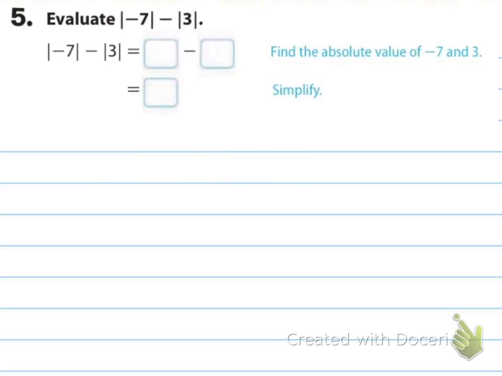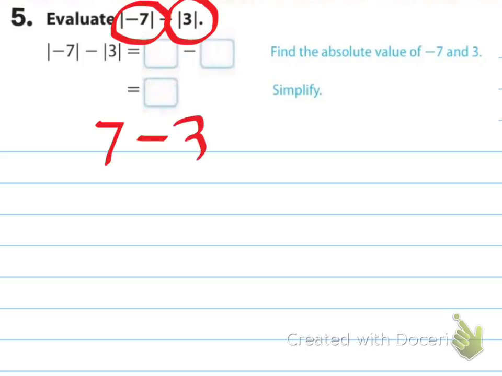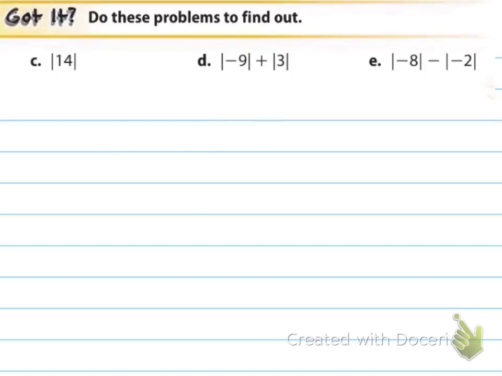Number 5 says the absolute value of negative 7 minus the absolute value of 3. Again, I'm just going to focus in on my absolute values here. The absolute value of negative 7 is positive 7, minus the absolute value of 3, which is 3. And then I'm able to do 7 minus 3 is 4. So you're going to do C, D, and E on your own. Again, for D and E, focus mainly on solving for the absolute values and then solving the actual expression. All right, pause your video now.